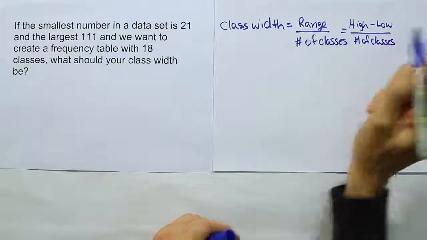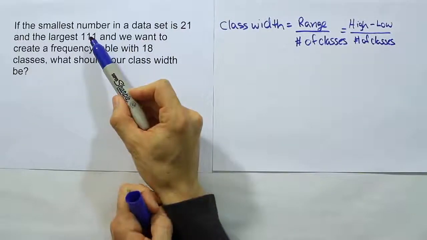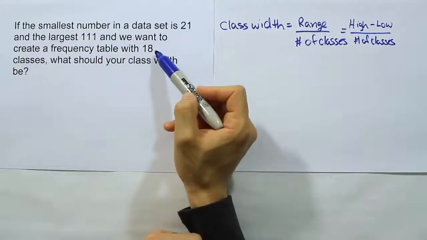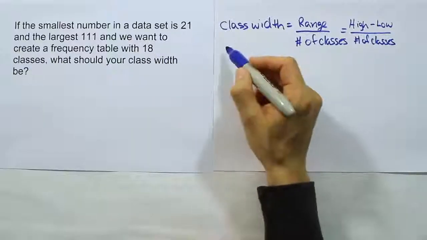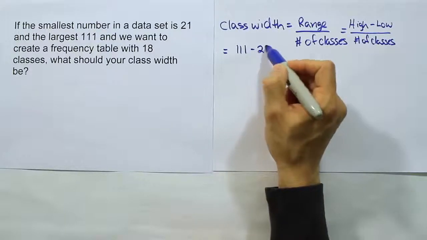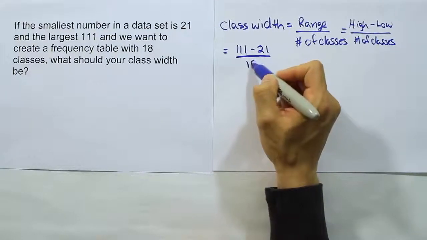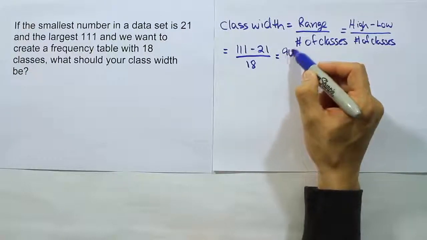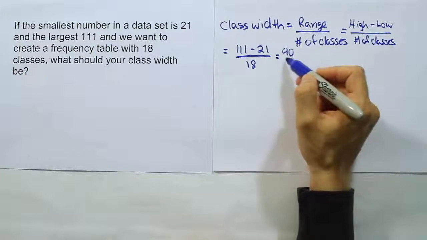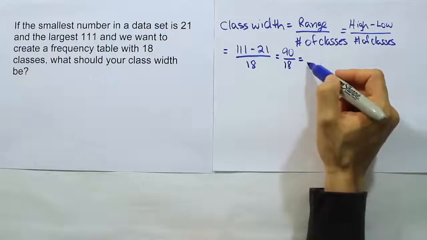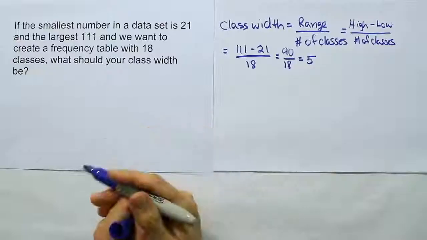So if you look at this problem, they've given us the highest number in the data set, they've given us the lowest number of the data set, and they told us how many classes we want to have. So because of that, we know the class width will have to be 111 minus 21 divided by 18. If you work that out, you're going to get 90 on top, right? 111 minus 21 is 90. Divide by 18, and 18 goes into 90 evenly 5 times.